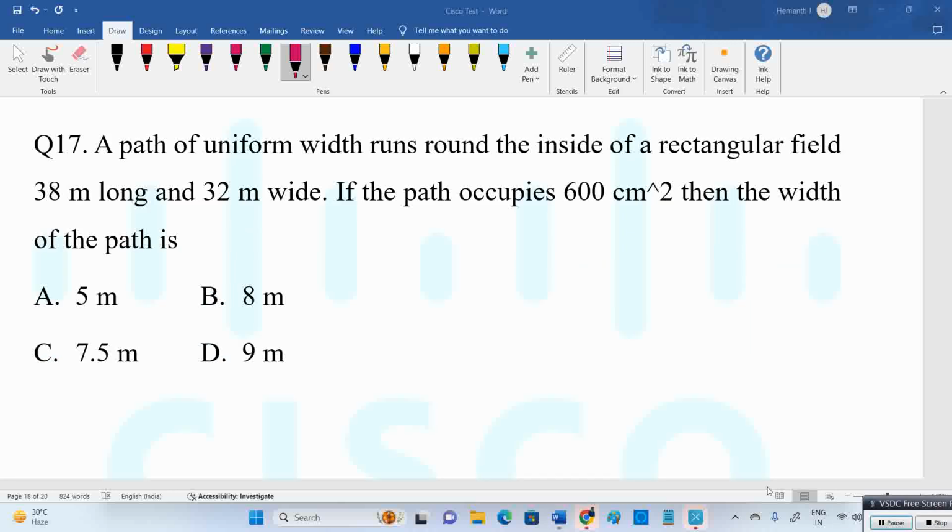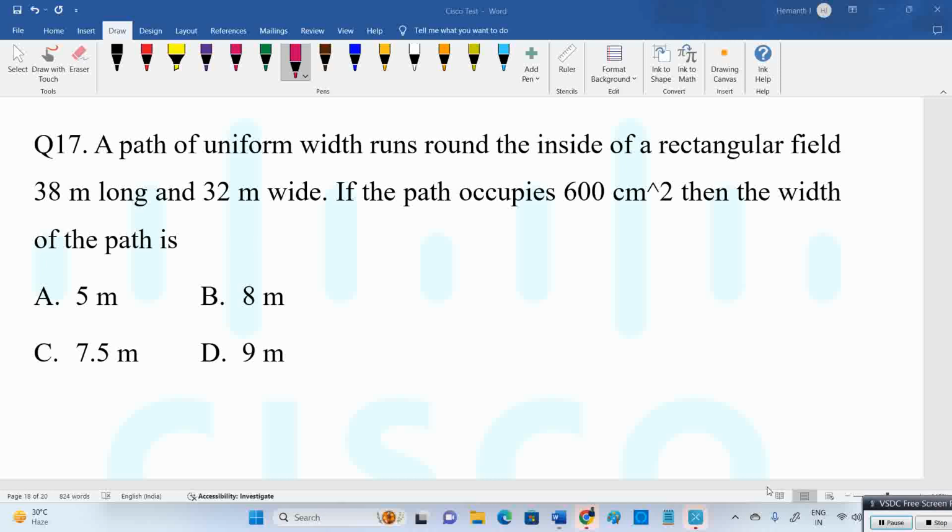See this question: a path of uniform width runs round the inside of a rectangular field 38 meters long and 32 meters wide. If the path occupies 600 centimeters square, then find the width of the path. They have asked a similar question many times in TCS. Instead of a rectangle, they'll put a circle or some other shape as well. Here we have a rectangular shape, and please read that line carefully: a path of uniform width runs round the inside of the rectangular field.